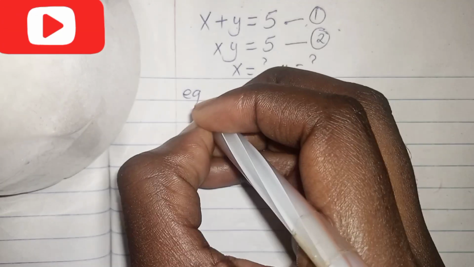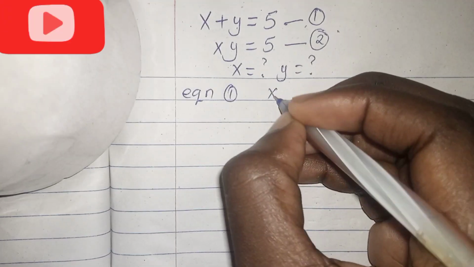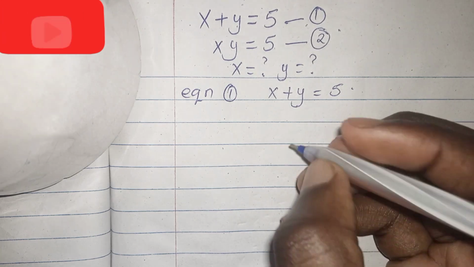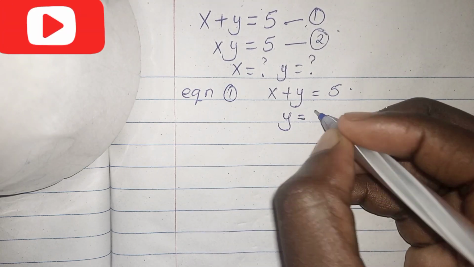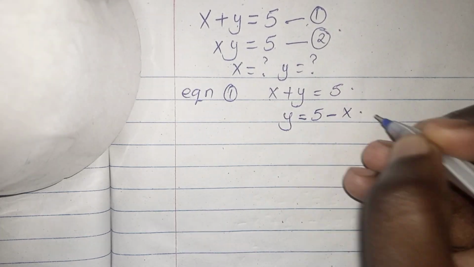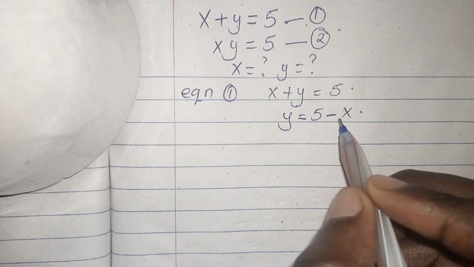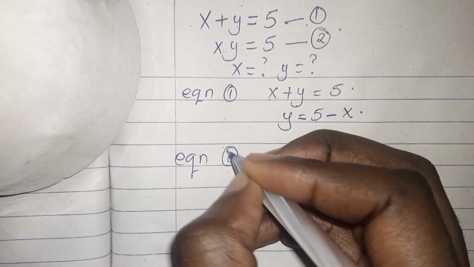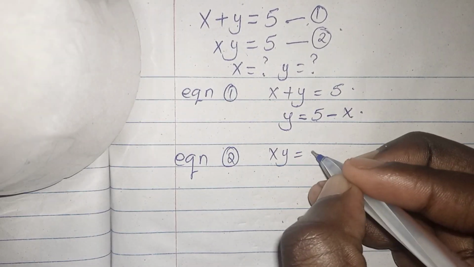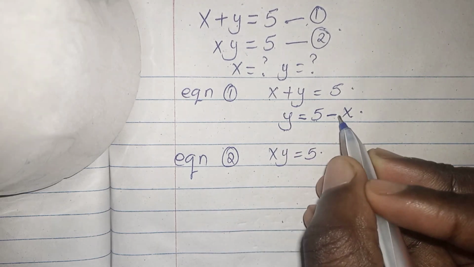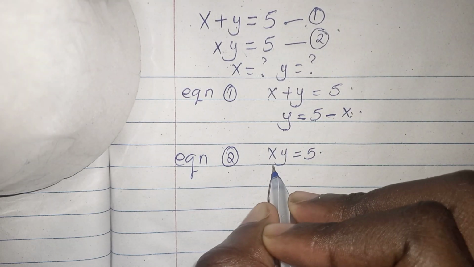So equation 1, which is x plus y is equal to 5. Let us make y the subject. So y is equal to 5, then bringing x to our right, this is minus x. So we have y is equal to 5 minus x. So using equation 2, where we have xy is equal to 5, we are going to substitute y, which is 5 minus x, in our equation 2.